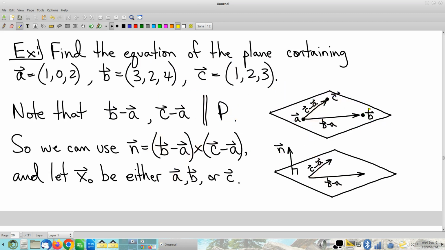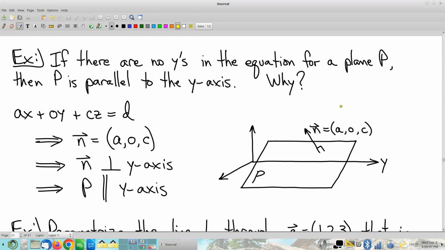Okay, let's see here. Oh, I can't see. There we go. Okay, so moving along.